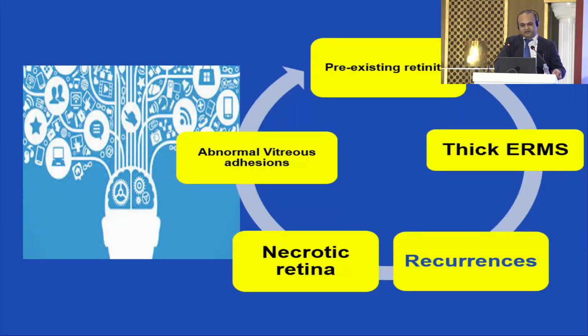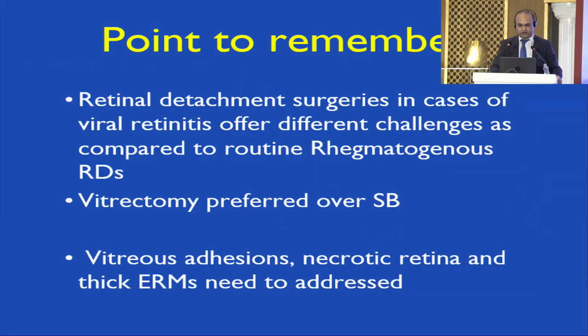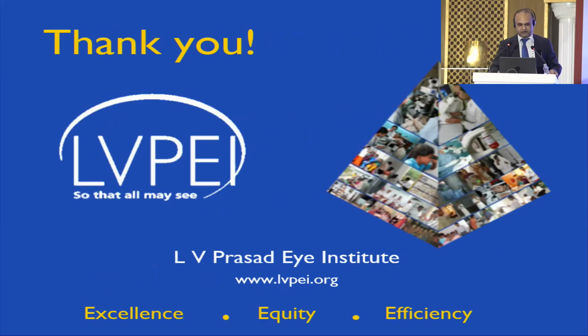Take care of the pre-existing retinitis, identify the abnormal vitreous adhesions, take care of the thick ERMs, take care of the necrotic retina, and sometimes be prepared for recurrences. And for those, like I said, it makes sense to use a heavier tamponade, so 5000 centistroke oil. So lastly, remember that these detachments are slightly different and offer different challenges as compared to routine detachments. Vitrectomy is preferred over buckling, and you need to take care of the points that I said: adhesions, necrotic retina, and thick ERMs.